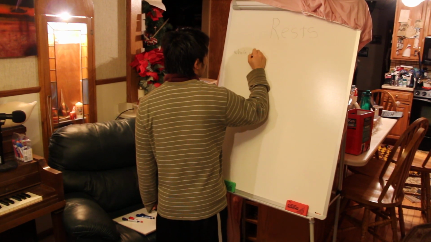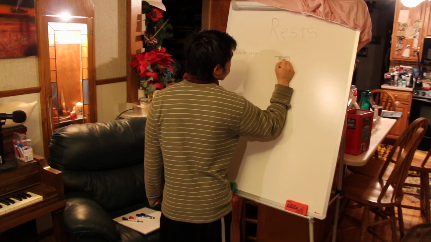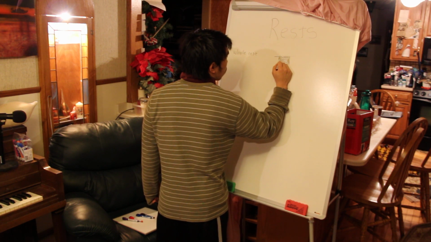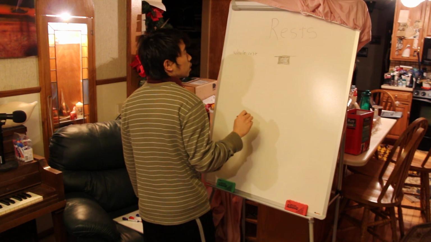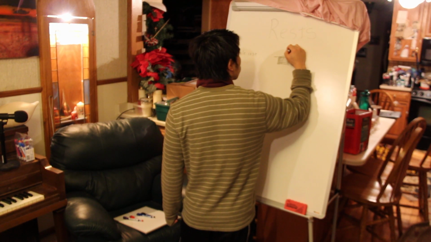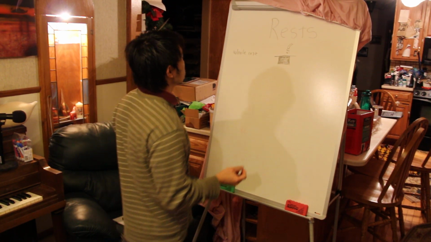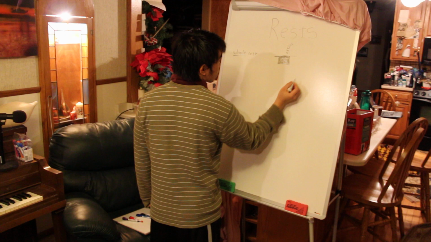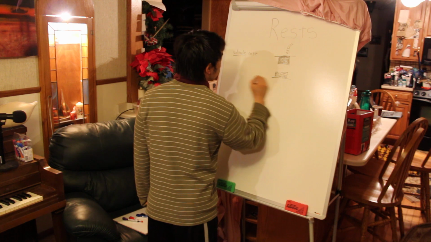First one is a whole rest. It looks like an upside down cap. Now, one of the things that my elementary teachers taught me in music class was that if you can pour something into the cap, then it means it's full. So this is why it's called a whole rest, because you can fill it up to the top. If it was upside down, that'd be a half rest.